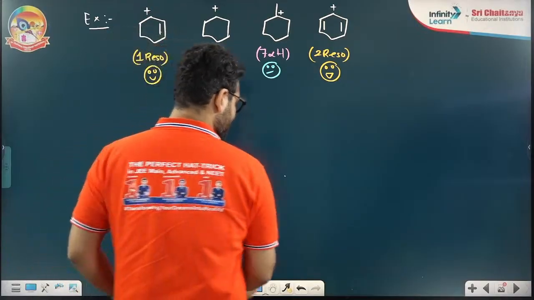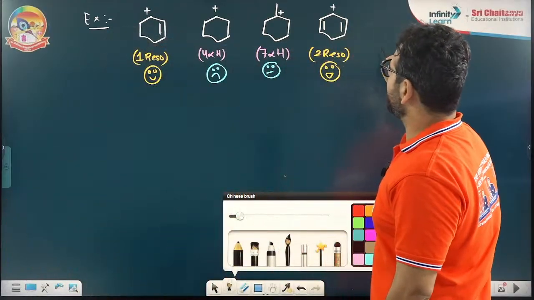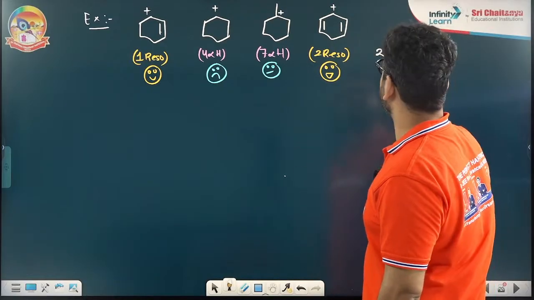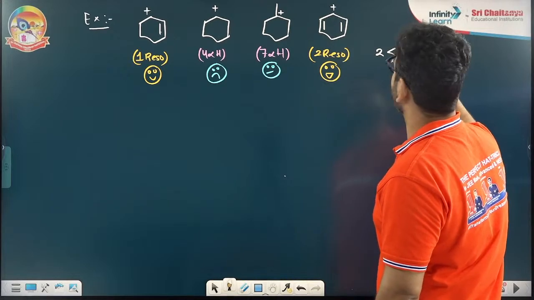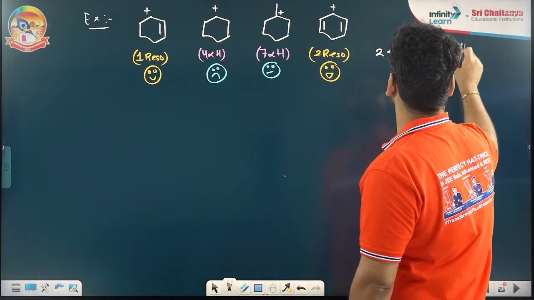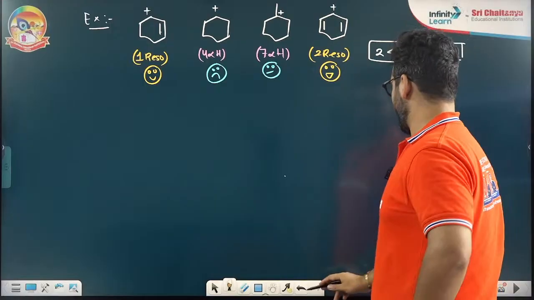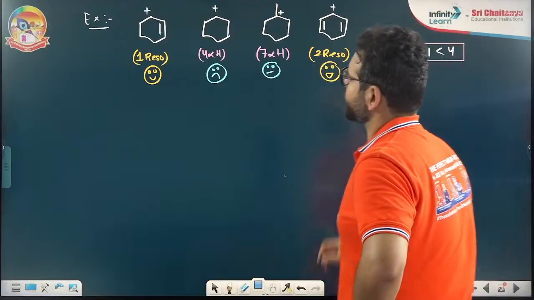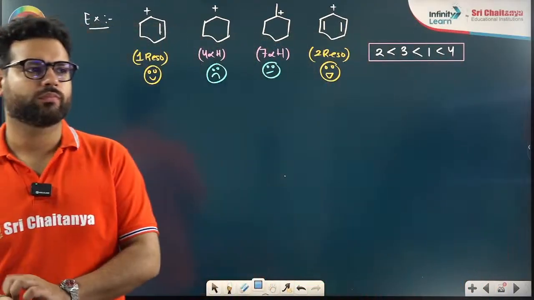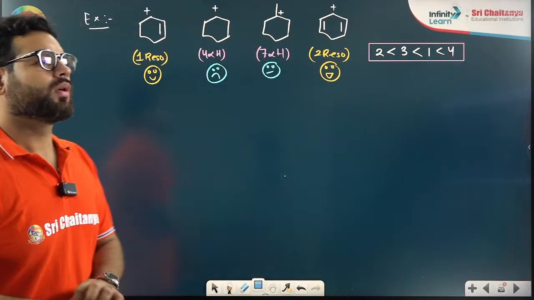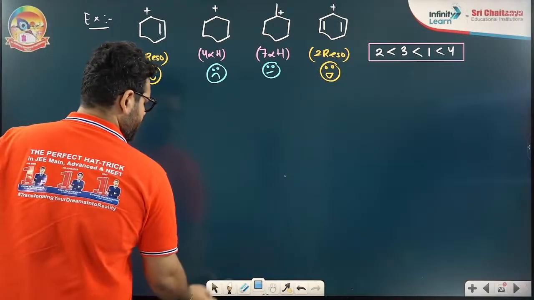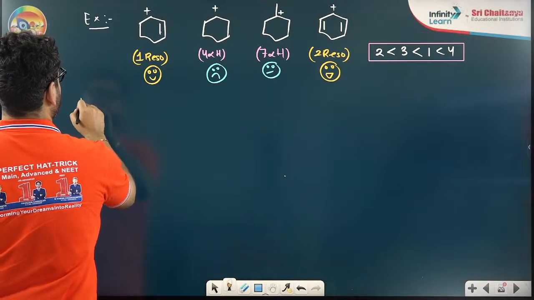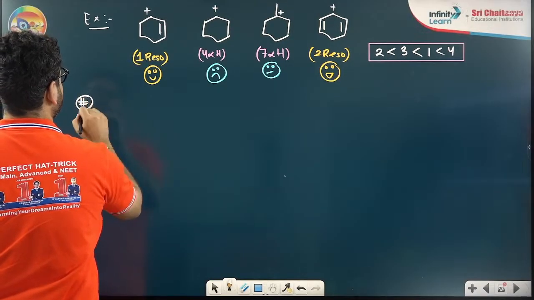Okay. So answer will be for the stability. Worst is second. Then we have third. Then we have first, and fourth is the best one. This is the order of carbocation in this particular question. Okay, good. The next thing is, let's check for the stability of carbanion.